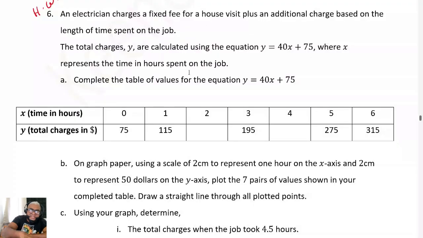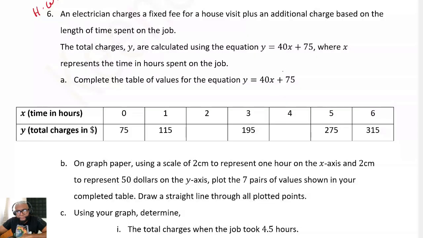An electrician charges a fixed fee for a house visit plus an additional charge based on the length of time on the job. So the total charges Y are calculated using the equation Y is equal to 40x plus 75, where X represents the time in hours spent on the job. Complete the table of values for the equation Y is equal to 40x plus 75.